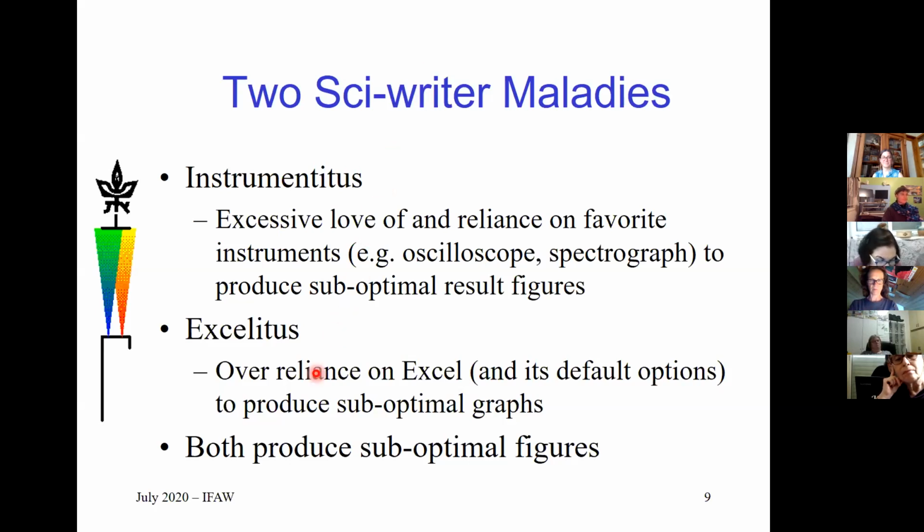The other malady I call excellitis. It's an over-reliance on Excel and its default options to produce graphs which are not really optimal. We have to be on the lookout for these maladies and to help our students overcome them.